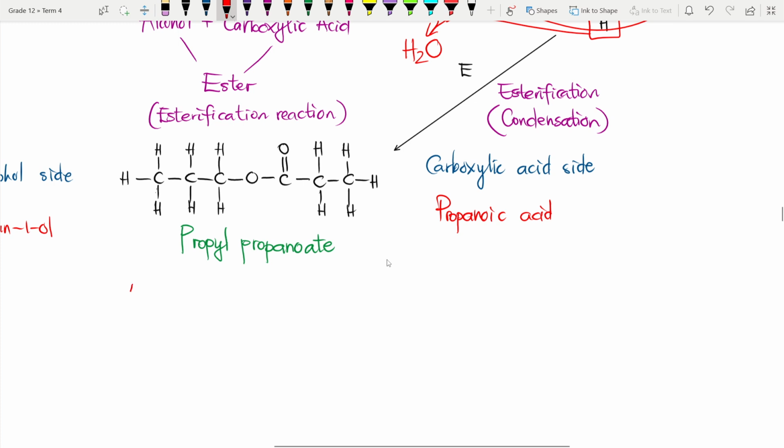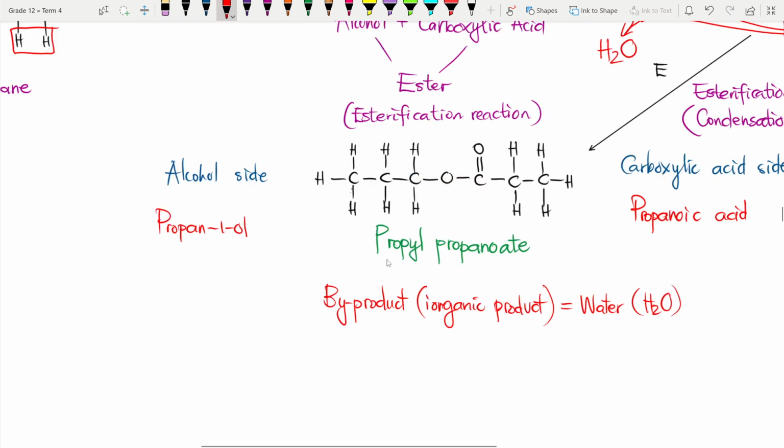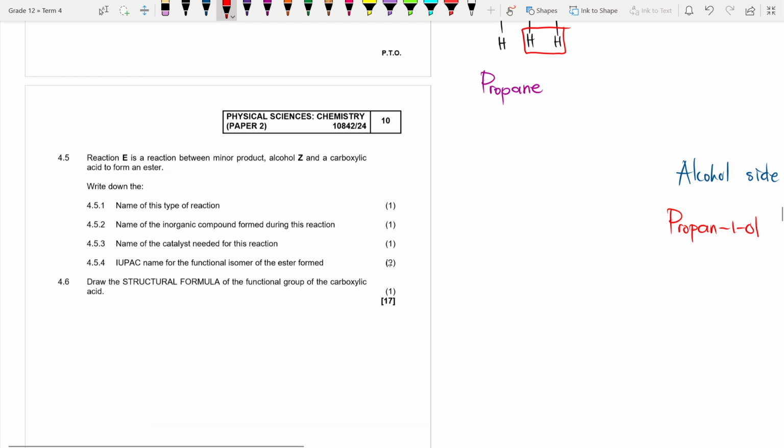Let me write it here in the notes that I'll send to you. Byproduct or inorganic product is always water. Okay, that you just have to remember because it doesn't change. Then name the catalyst that is needed for this reaction to actually proceed. And here it's sulfuric acid.